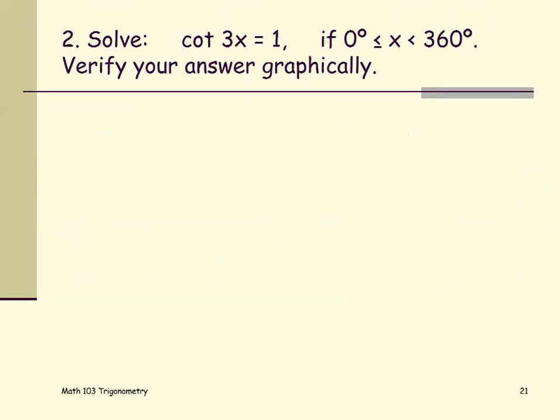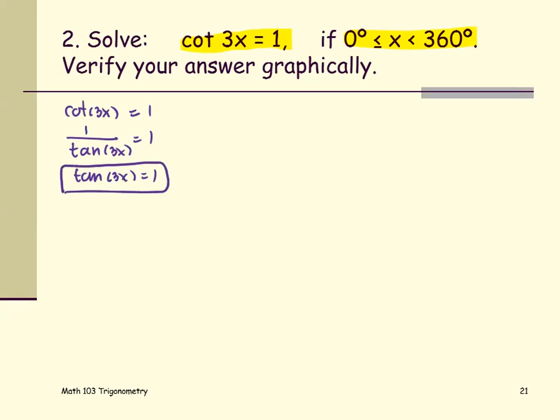For this problem, we are going to solve the cotangent of 3x equals 1 for x greater than or equal to 0 degrees, less than 360 degrees, and then we're going to verify the answer graphically. The cotangent of an angle is the reciprocal of the tangent. So we're going to rewrite as 1 over the tangent of 3x equals 1, or the tangent of 3x equals 1, as the equation that we're going to work on.